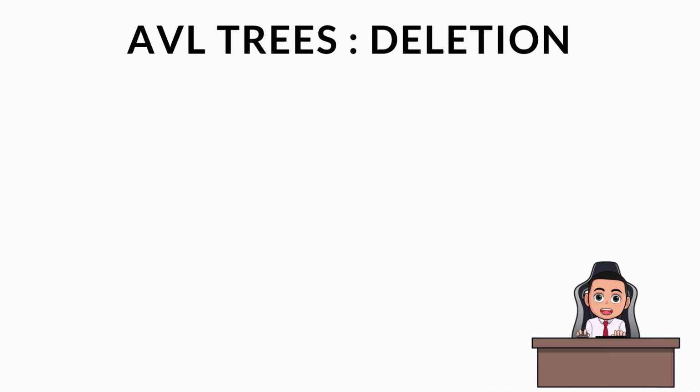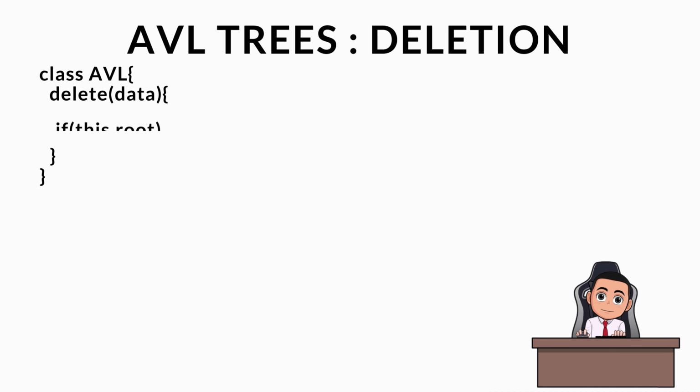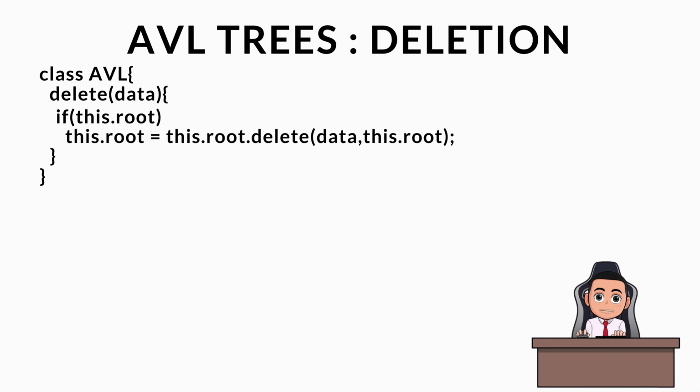So going over the delete method within our AVL class, we have a data param, the data we wish to delete from our tree. And we check to see if the tree is not empty. If it's not empty, we'll go ahead and invoke our delete method within our node class. So we'll pass in the data we wish to delete, as well as a reference to our root node as a starting point.